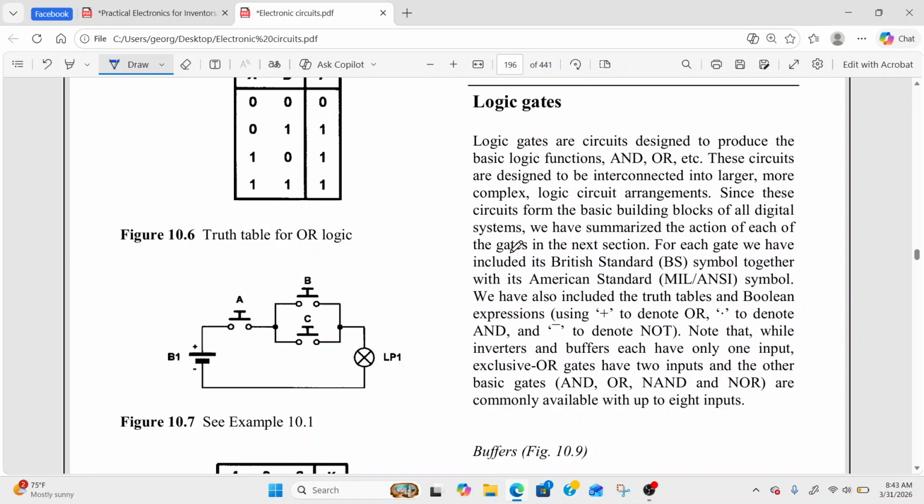For each gate, we have included the British standard symbol together with the American standard symbol. We have also included the truth table and Boolean expression, using plus to denote OR, the dot to denote AND, multiplication to denote AND, a minus to denote NOT, and this symbol here to denote NOT. Note that while inverters and buffers each have only one input, exclusive OR gates have two inputs, and the other basic gates AND, OR, and NAND are commonly available with up to 8 inputs.